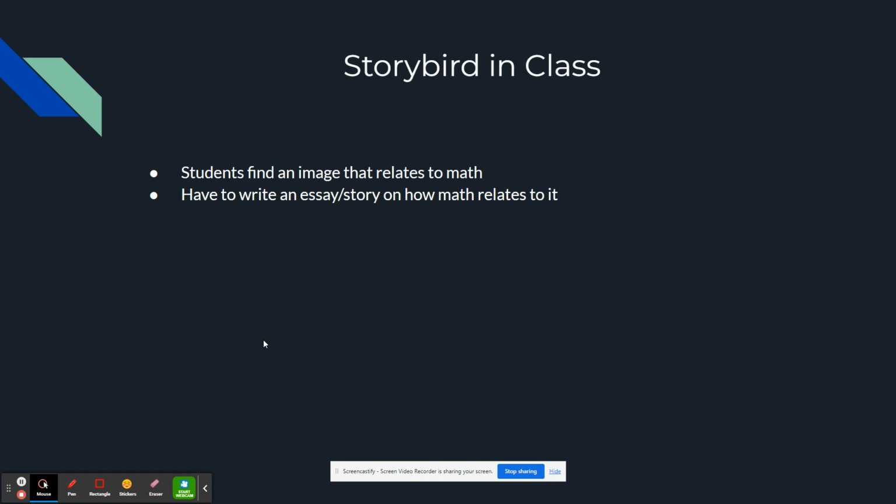And you choose the length that they have to write, and when they write that, you're basically going to judge them. Okay, did they actually choose an image that could be related to math? Did they write the length limit? And did they do a good enough job?